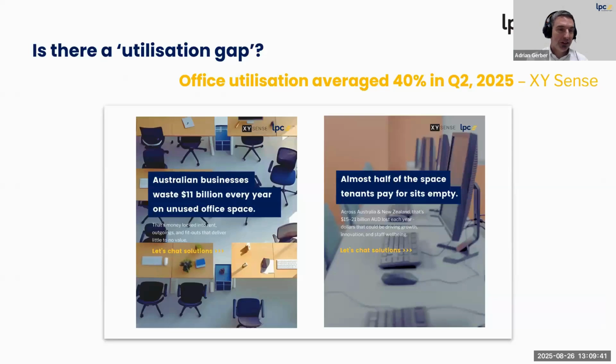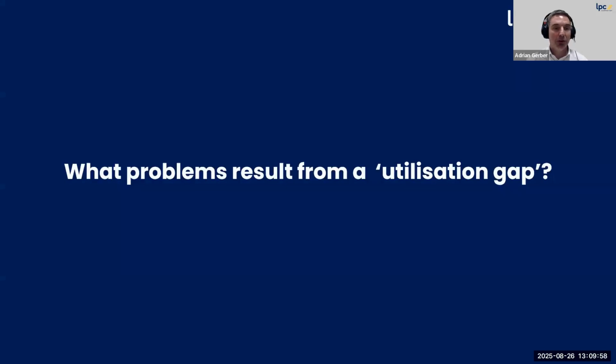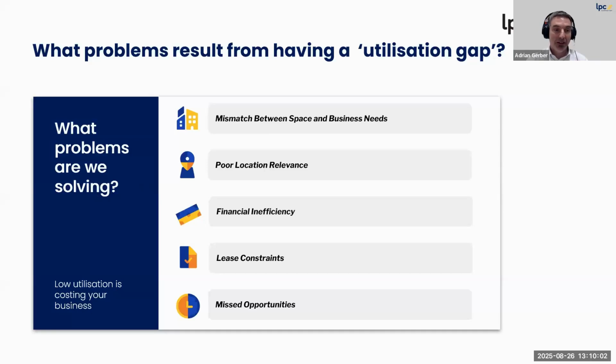So is there a utilisation gap? If we take a look at this screen, you can see some of the statistics, and as XY Sense will demonstrate with their data later, yes, there is a utilisation gap, with space being underutilised and excess occupancy costs being incurred. So what problems result from a utilisation gap? Having ascertained that there is a utilisation gap problem, let's shift to what problems we're solving for clients.